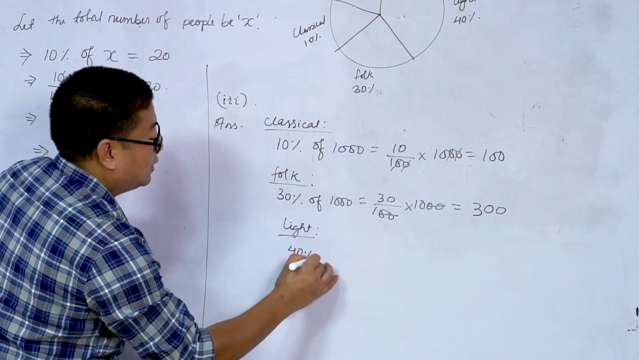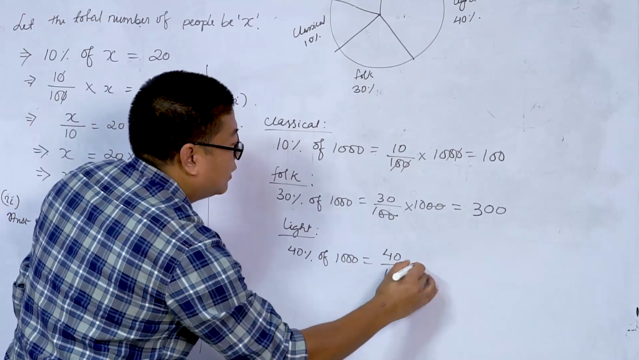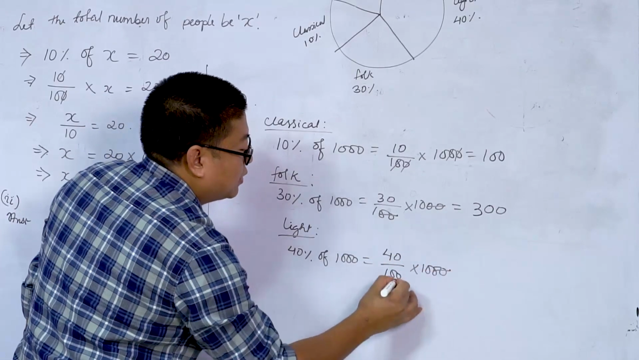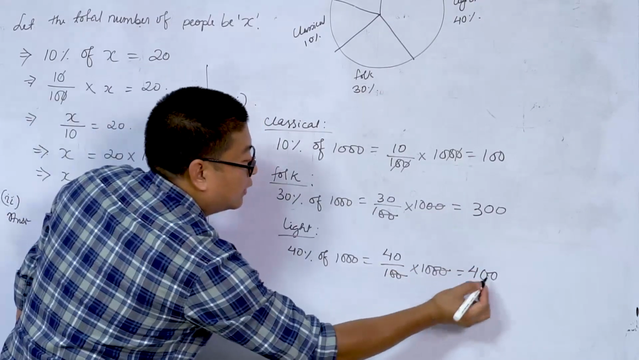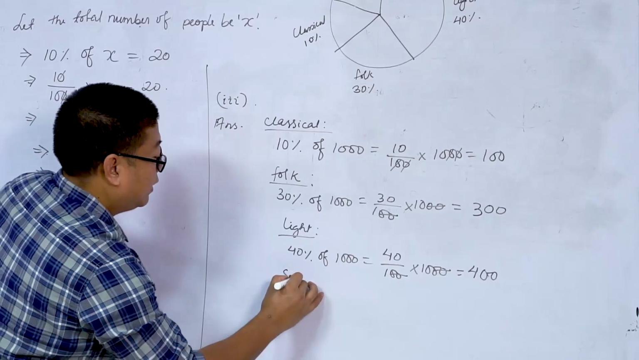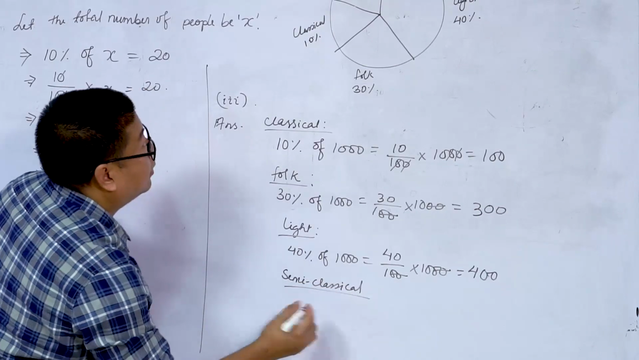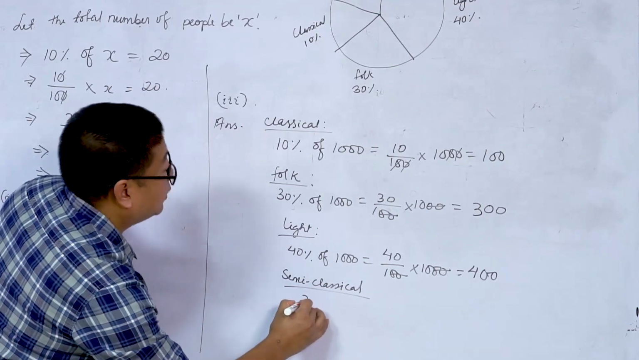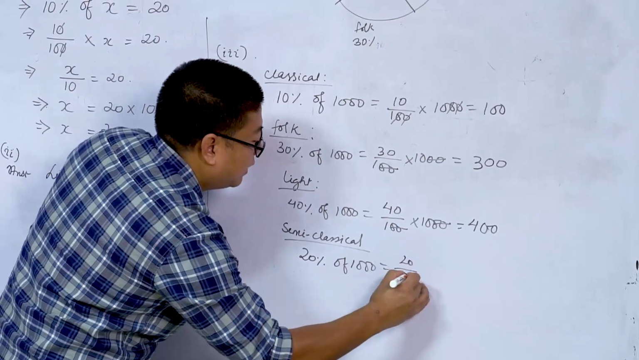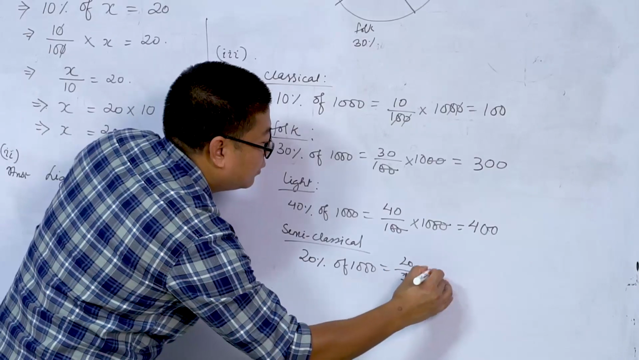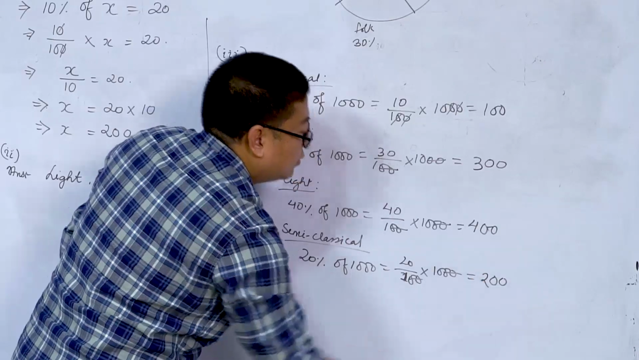We have 40% of 1,000, so 40 by 100 into 1,000. The same thing happens, 2 zeros are cancelled, and 4 into 1 is 4, 2 zeros, so 400. And finally, semi-classical. So we have 20%. 20% of 1,000 is nothing but 20 by 100 into 1,000. 2 zeros cancelled. 2 into 1, 2, 2 zeros, so 200.